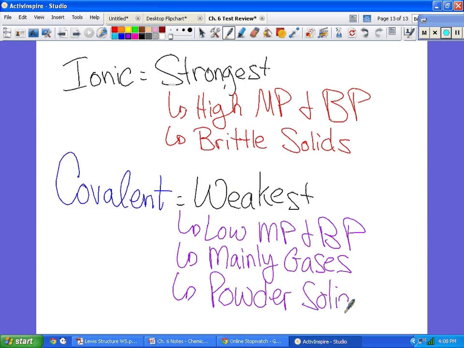Okay? So those are some things that you can have. Ionic is the strongest. It's got a high melting point and a high boiling point. The solids are normally brittle, which means you can crush them, right? If it's covalent, it's the weakest. It's got low melting and boiling points. Normally they're gases, but if it is a solid, it's a very, very fine powder.